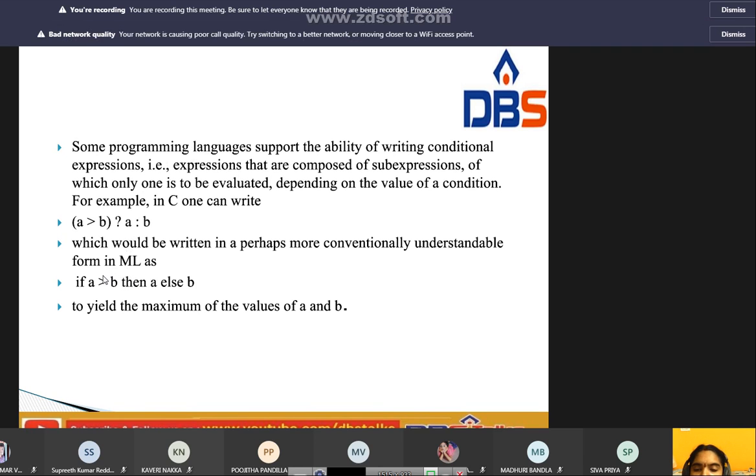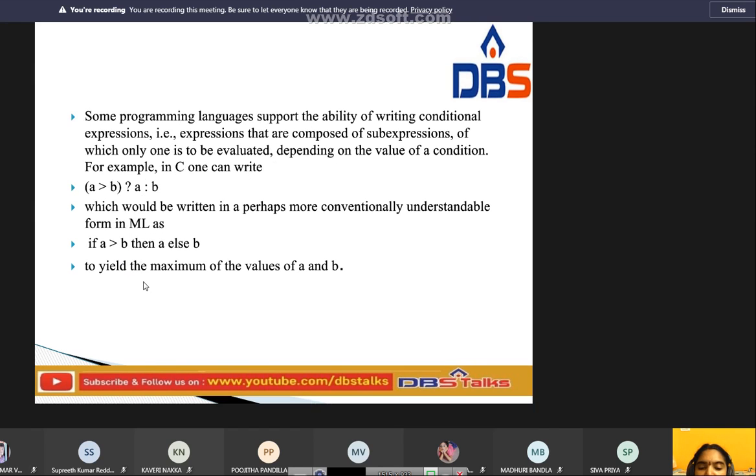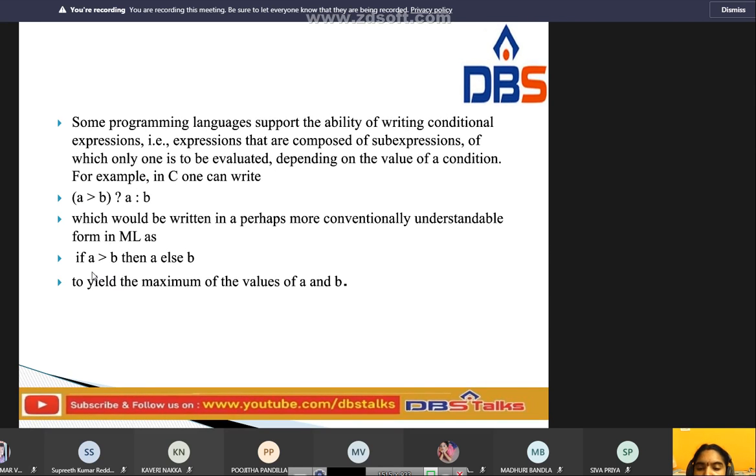Next, in ML we have to write like this: if A greater than B, then A else B. Here, for example, A equal to 3, B equal to 4. Is 3 greater than 4? If the condition is true, you print the A value. If the condition is false, we get the B value.